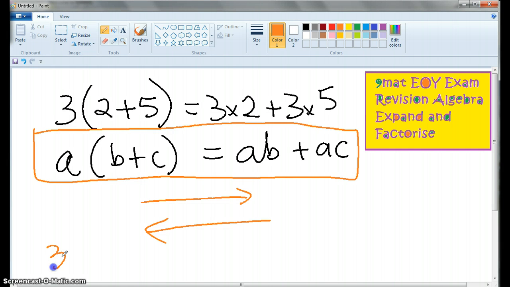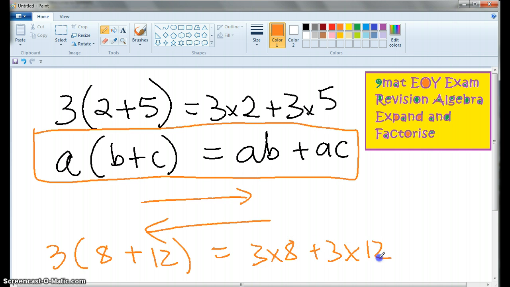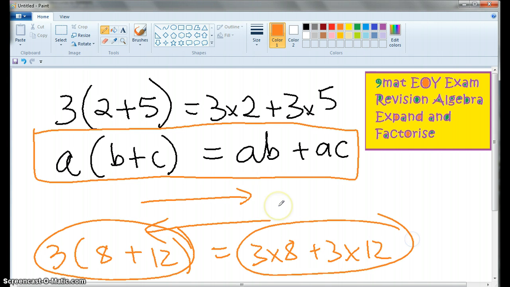So if I went 3 times (8 plus 12), that would be the same as 3 times 8 plus 3 times 12. So I know that those are equivalent expressions. I know they are the same. I know that this side equals that side.